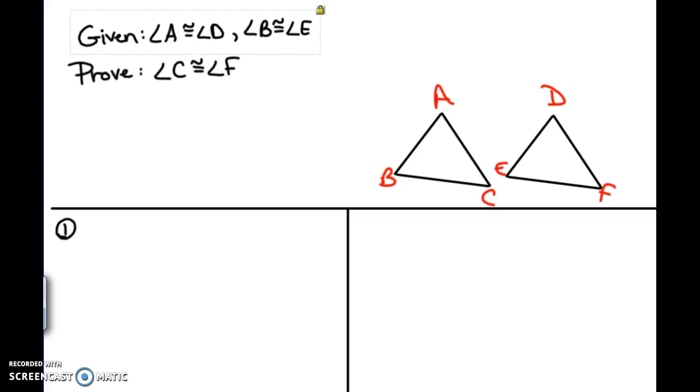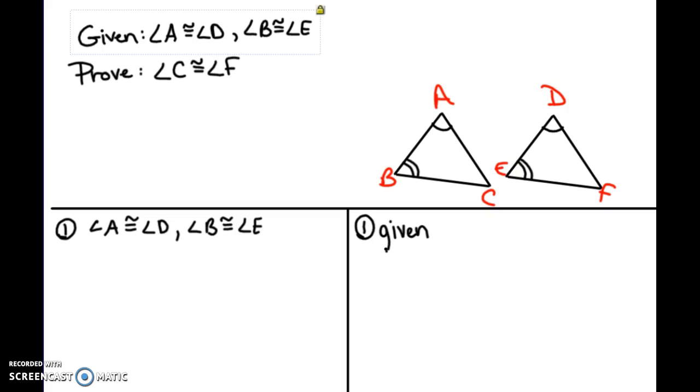First step will be angle A is congruent to angle D, and angle B is congruent to angle E. And we know that because it's given. We'll mark those in the picture with one arc mark for A and D, and then B and E with two arc marks. We need to look at our picture for some more information. What other things do we know from previous information about these triangles?